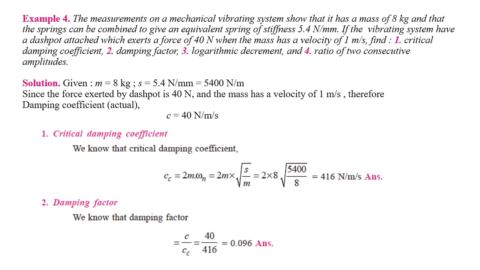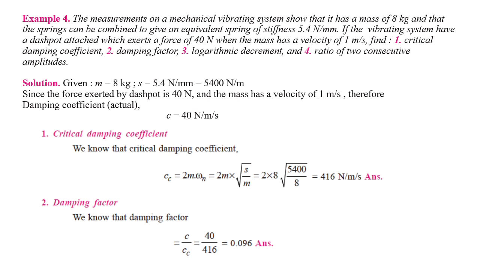Find the critical damping coefficient. This value is asked first. What is the formula of critical damping coefficient? Cc is equal to twice m into omega n, where omega n is equal to square root of s by m. Put the value of s, that is stiffness, in Newton per meter. You will get the Cc value as 416 Newton per meter per second. This is the critical damping coefficient.